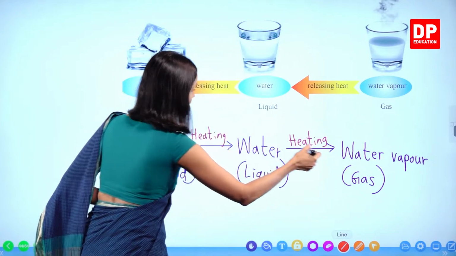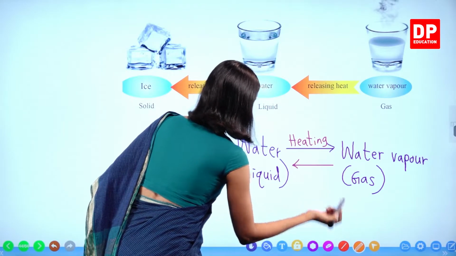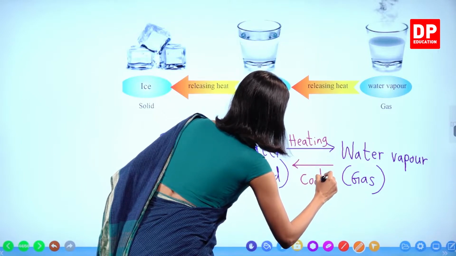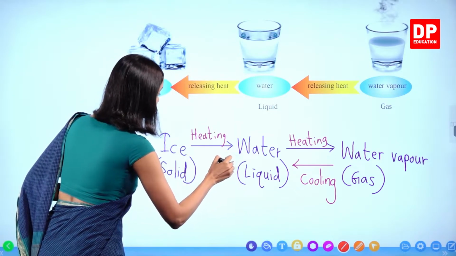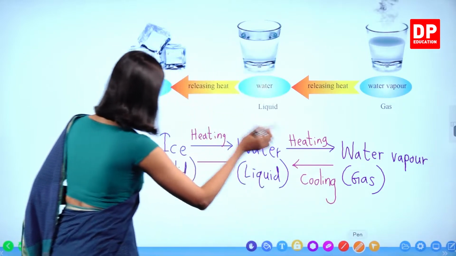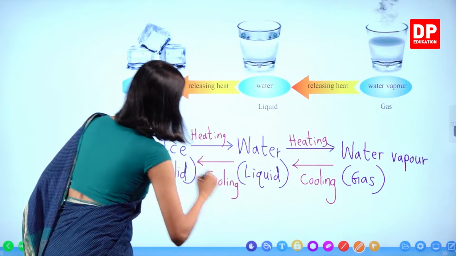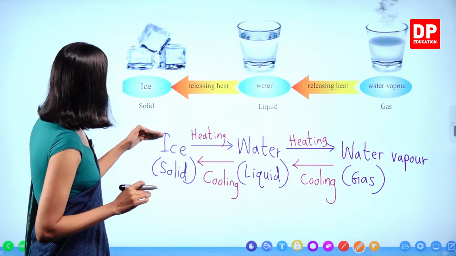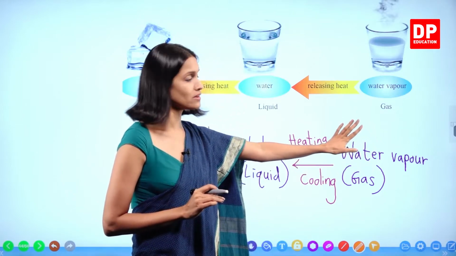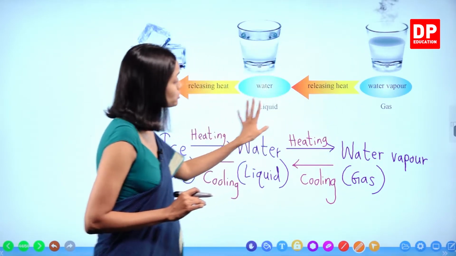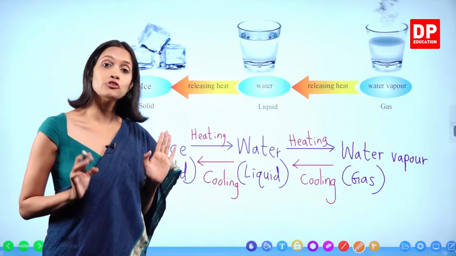When water vapor cools down, we can change this into cooling. By cooling, we can change water vapor into liquid water. Right? In the same way, by cooling liquid water, we can convert it into solid, which means ice. Okay, children? So, ice upon heating turns into water, and water upon further heating turns into water vapor. Right? By cooling, we can convert water vapor back to liquid water, and by cooling the liquid water further, we can convert it into ice or the solid water.